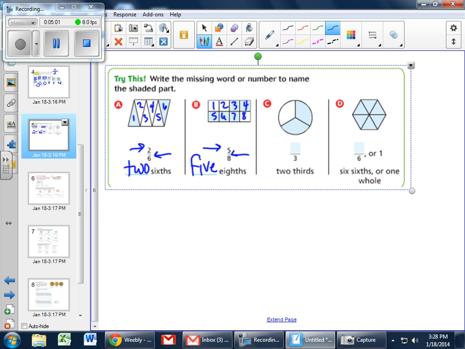Switching roles, we're going to do the opposite this time. They have written the number here. How many pieces are shaded? We have 1, 2, 3 pieces total, which is our denominator, and 2 of those are colored. Here it tells us how many are colored. We have 6 total pieces, which is our denominator, and all 6 of them are colored. 6 over 6 is equal to 1. Any numerator and denominator of the same number is equal to 1.